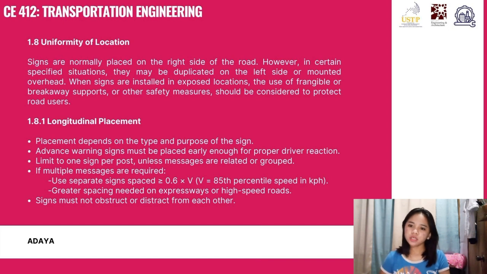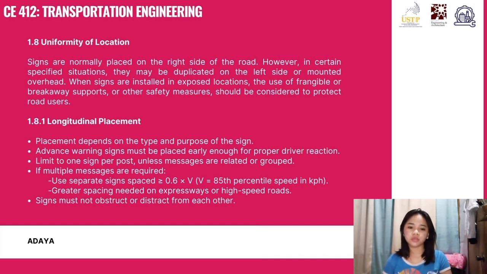So, hello everyone, and now I will be discussing 1.8 in road signs, which is the uniformity of location. Signs are normally placed on the right side of the road. However, in certain specified situations, they may be duplicated on the left side or mounted overhead. When signs are installed in exposed locations, the use of frangible or breakaway supports or other safety measures should be considered to protect the road users.